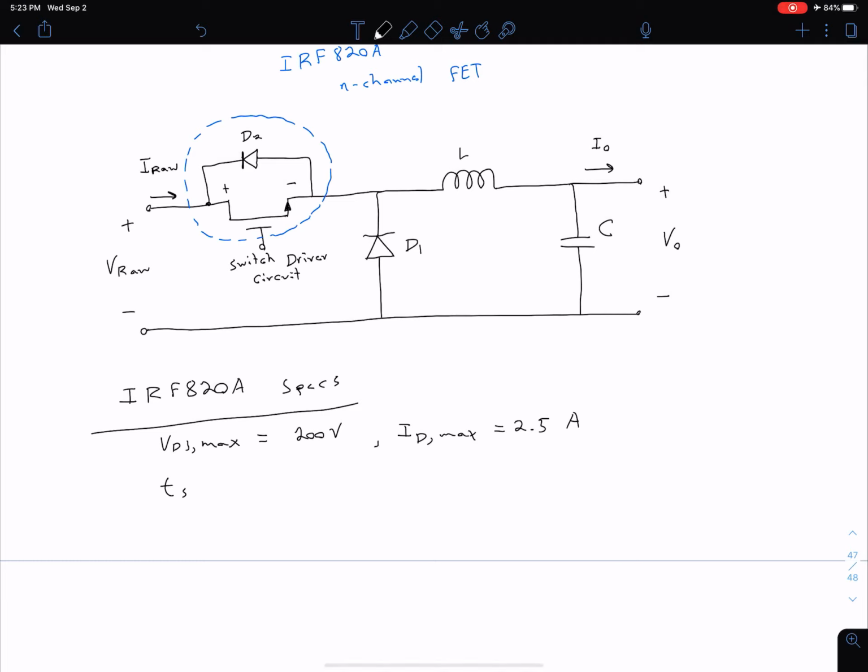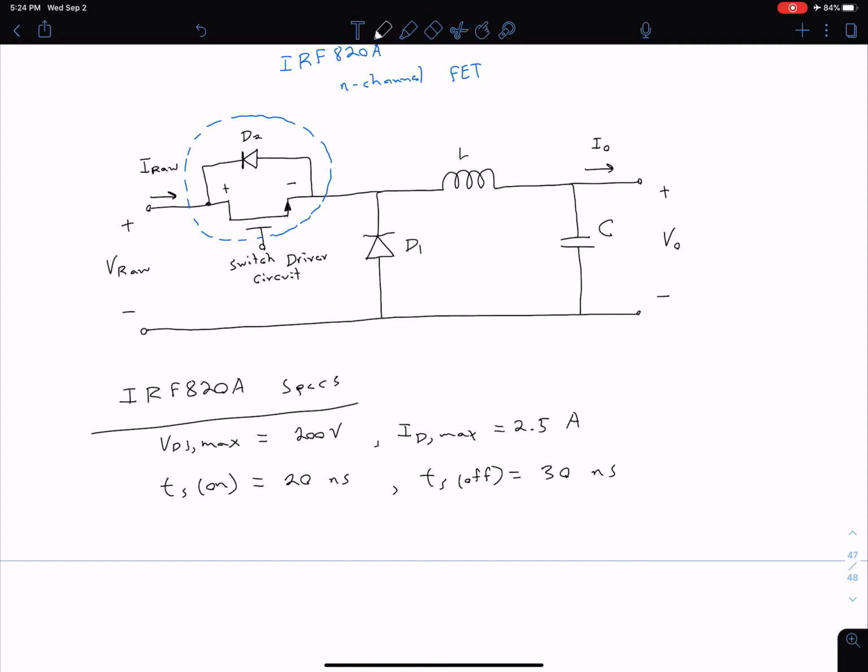We're also told our TS on, the time to get to our on state. So we're no longer assuming ideal instantaneous switching. TS on is 20 nanoseconds, and our TS off is 30 nanoseconds. Again, all of this is information that would be available in the data sheet. And just be aware that some of this might change based on your operating frequency or your operating conditions.